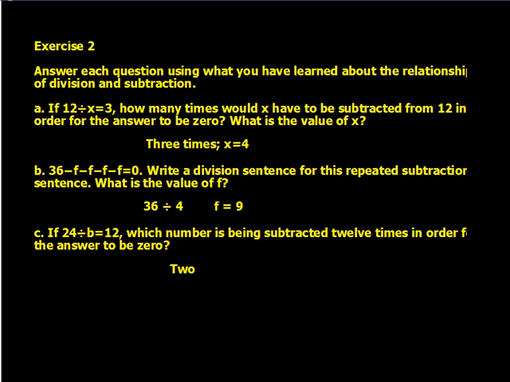So how'd you do? The first one, if 12 divided by x equals 3, how many times would x have to be subtracted from 12 in order for the answer to be 0? What is the value of x? So you'd subtract it 3 times and x equals 4.